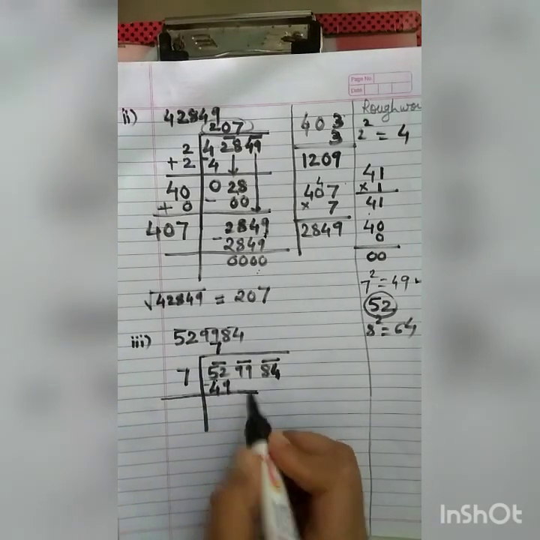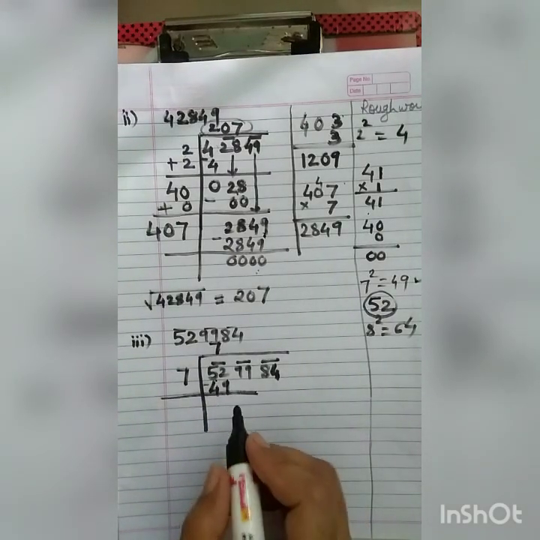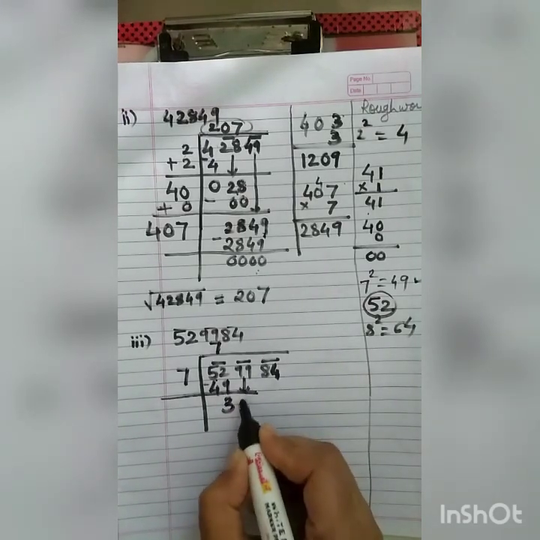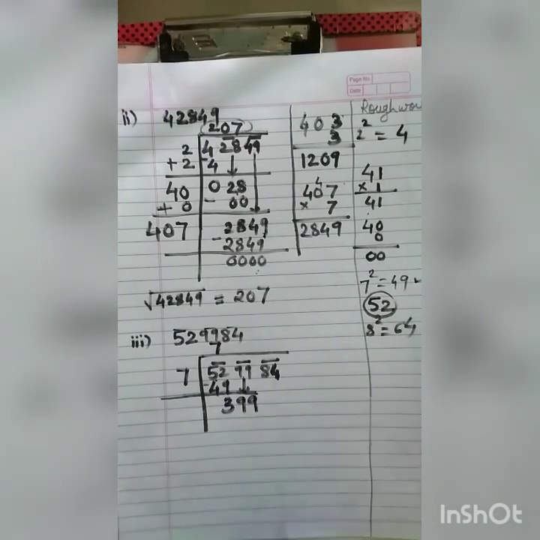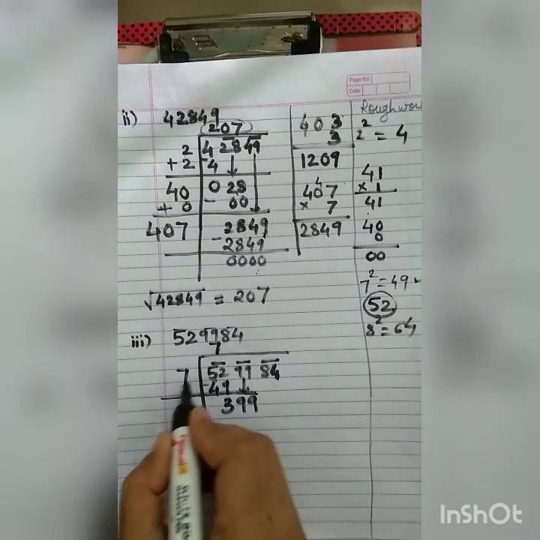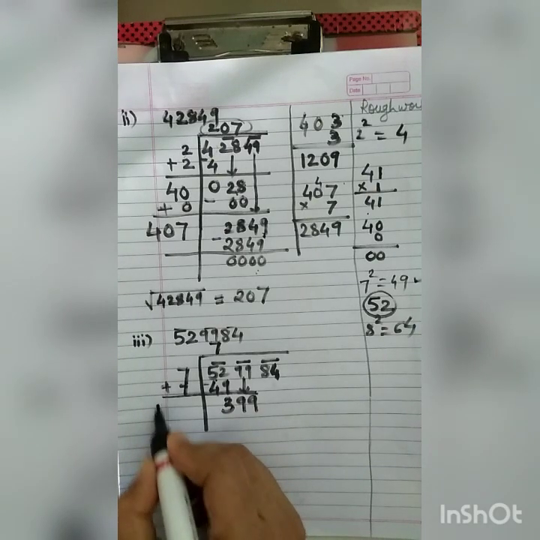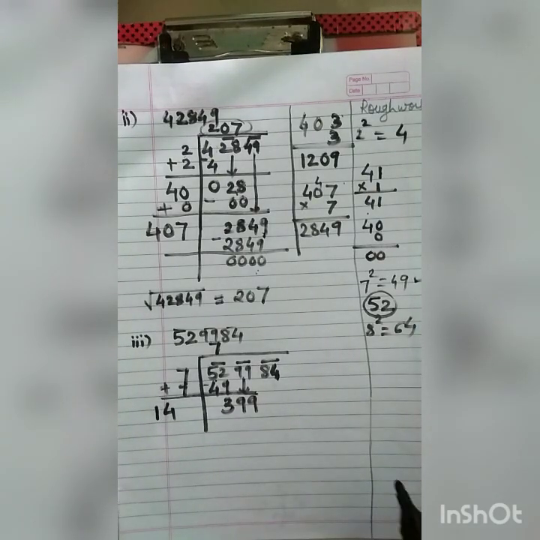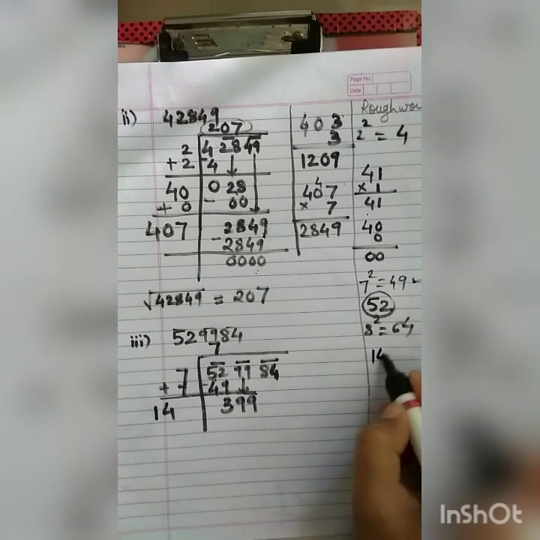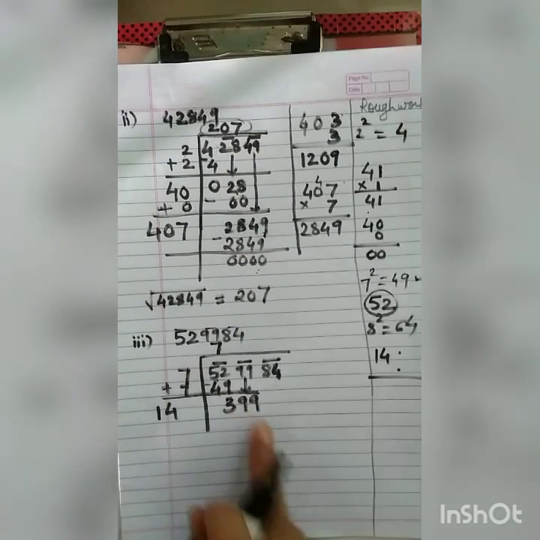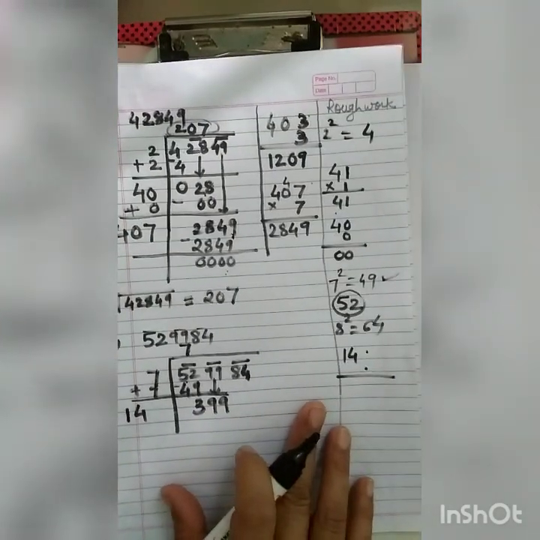After subtracting this 49, we will get 3. And we will copy down the next pair, that is 99. Now the 7 will be at the unit place, so here it will be the number 14. 7 plus 7 is equal to 14. Now I have to take 14 with some number, so that it will be equal to 399.